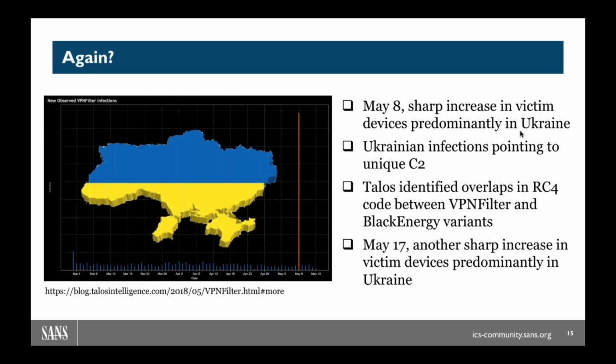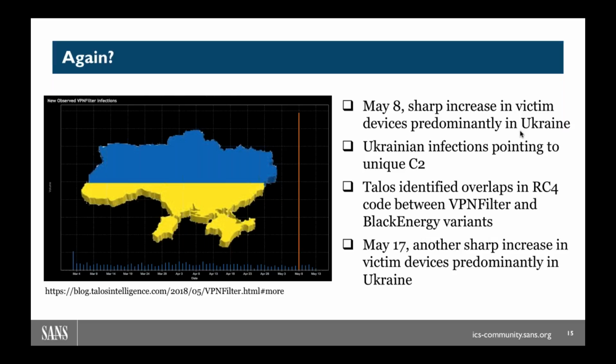There was also some commentary and some notification in the analysis from multiple antivirus vendors that there was overlap in some of the RC4 code components that were contained within VPNFilter, and that there was a number of overlaps between that style and that approach to the same that was used in the BlackEnergy variants that were analyzed during the Ukraine 2015 power system attacks.